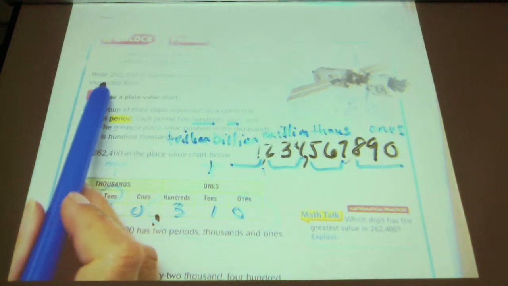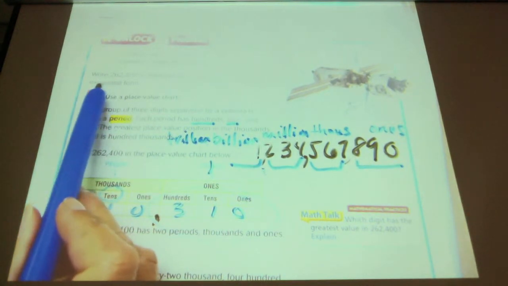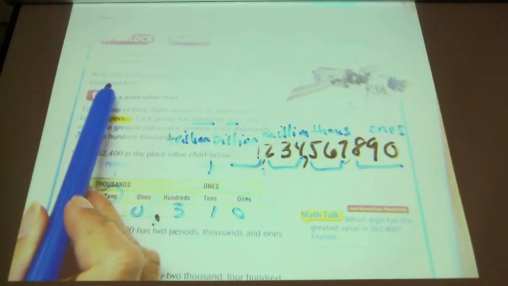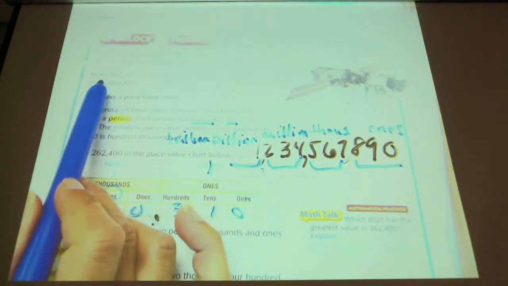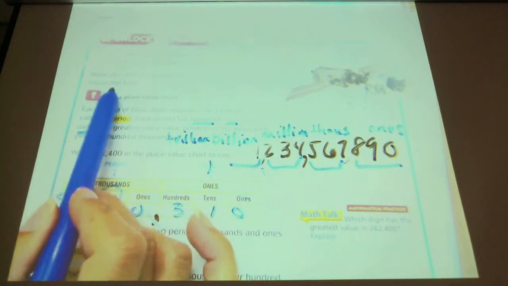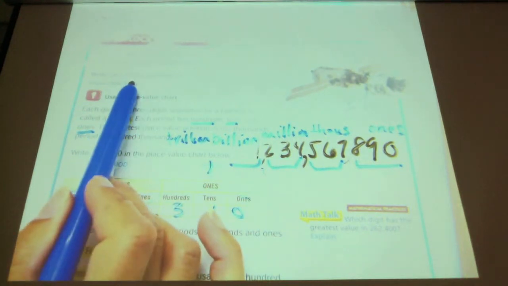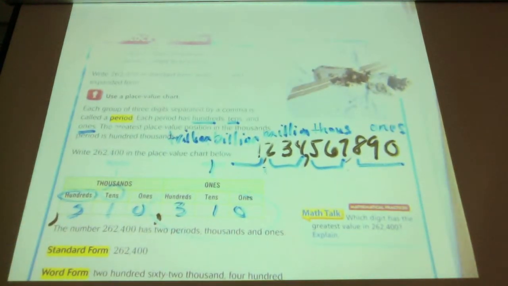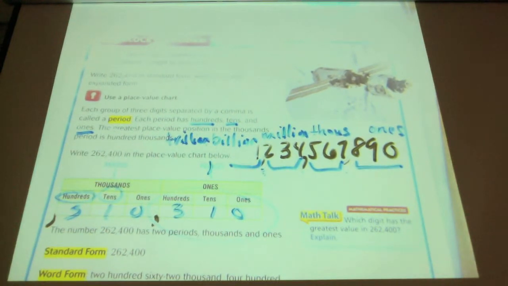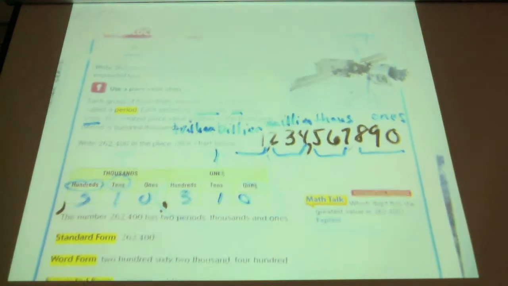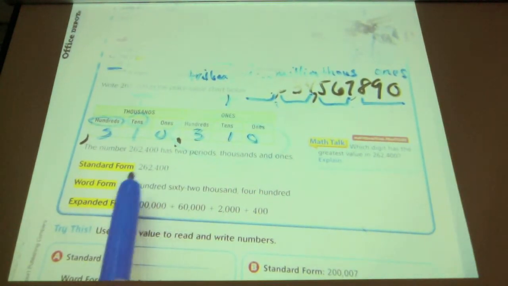We're going to start reading this just like it's 262, where we'd say 262. So let's say that again. 262,400. That's it. So you just say those digits like they were all by themselves, those three, and then you go on to the period, or the comma, and then whatever period it is. All right, the number 262,400 has two periods, the thousands and the ones.